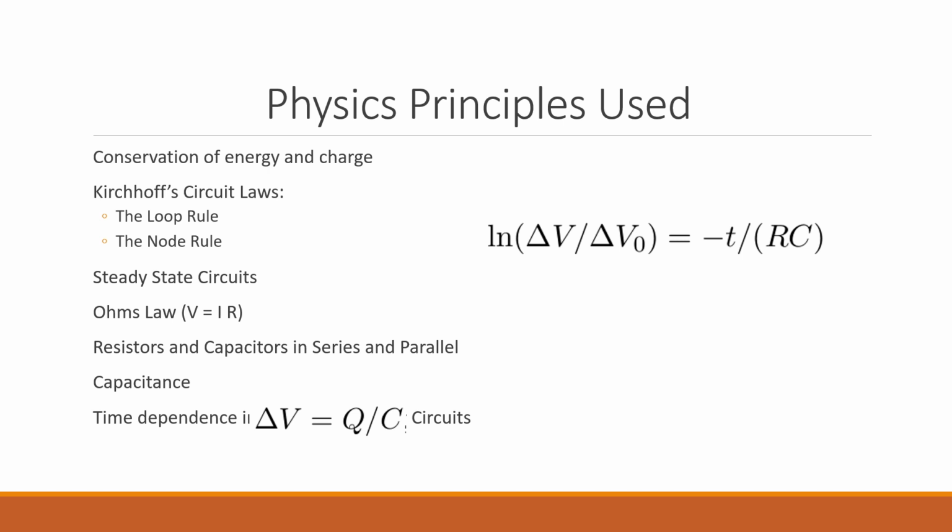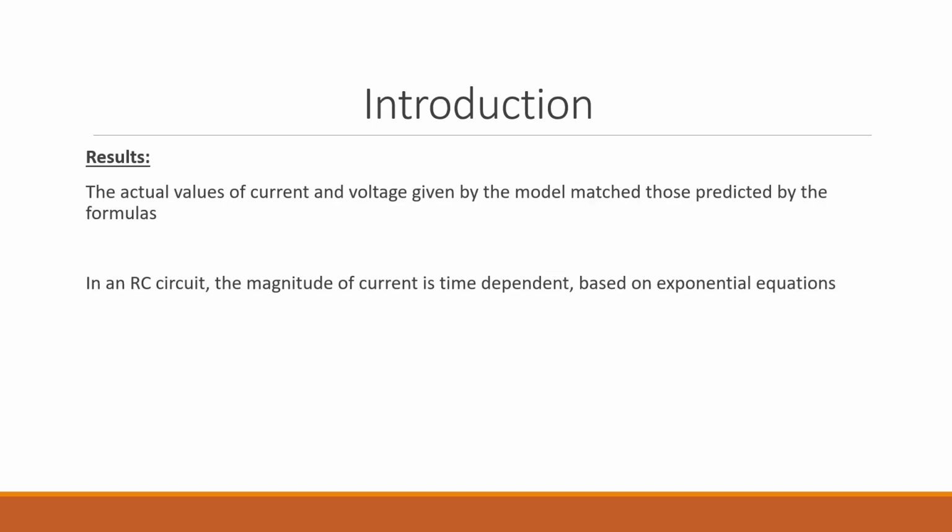The loop rule states that the sum of the changes in potential around a closed circuit path sums to zero. And then the node rule is that the sum of currents flowing into a node is equal to the sum of currents flowing out of the node. And then we also use Ohm's law, resistors and capacitors in series and parallel, capacitance, time dependence, and the natural log equivalent of that.